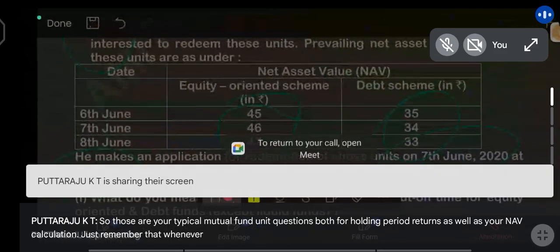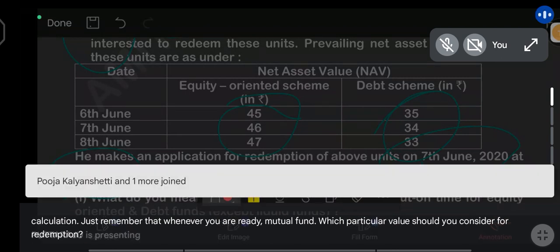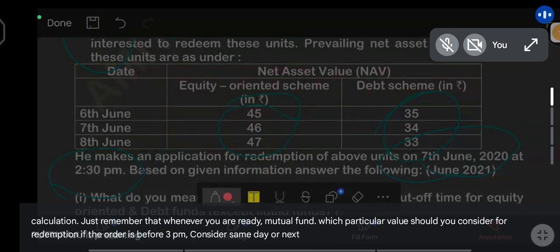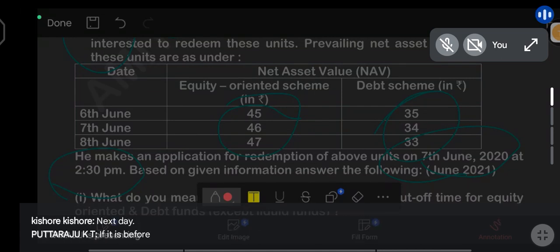Whenever you are redeeming a mutual fund, which particular value should you consider for redemption if the order is before 3 p.m.? Did you consider same day or next day NAV? What do you guys think? Next day NAV, sir. If it is before 3 p.m., it is same day NAV.